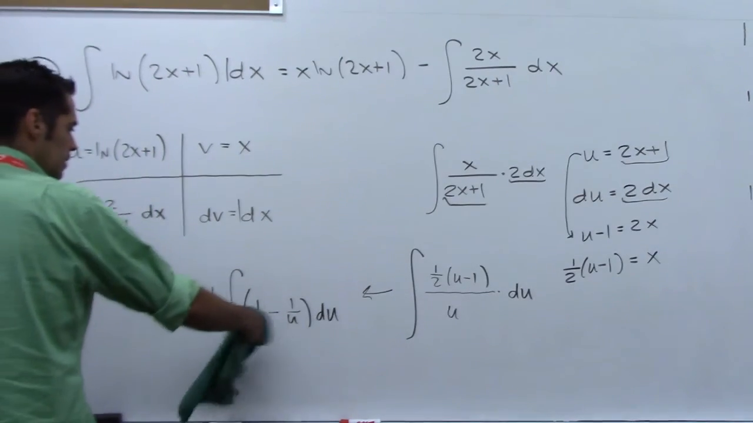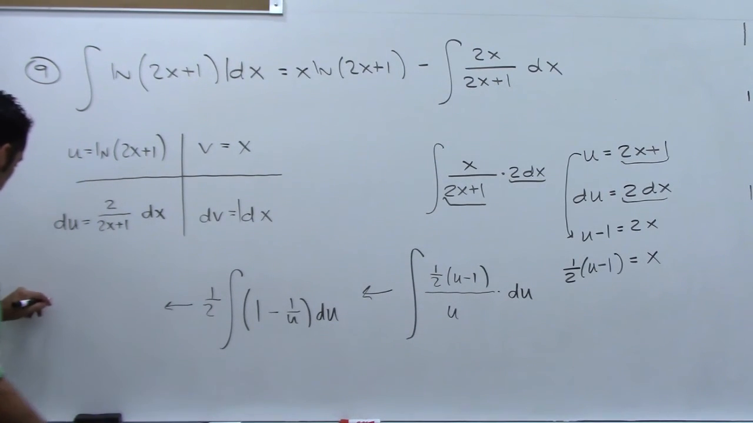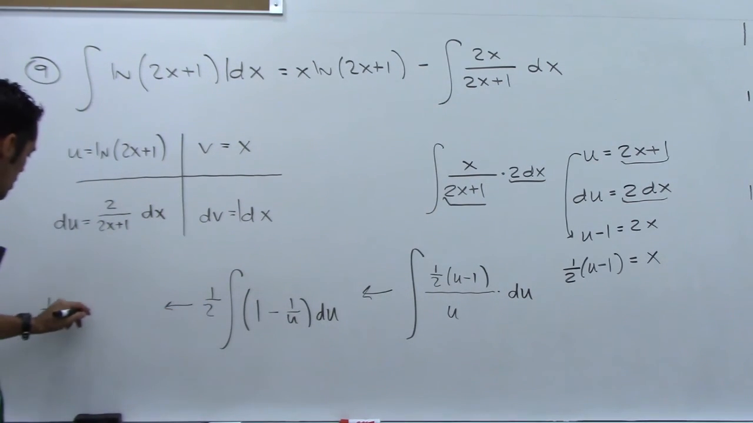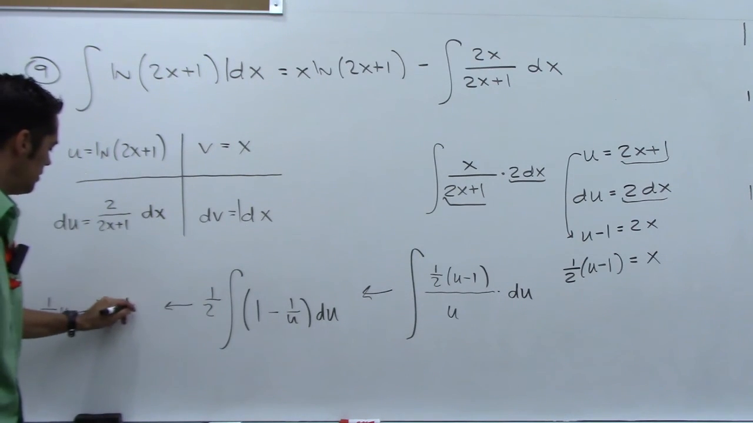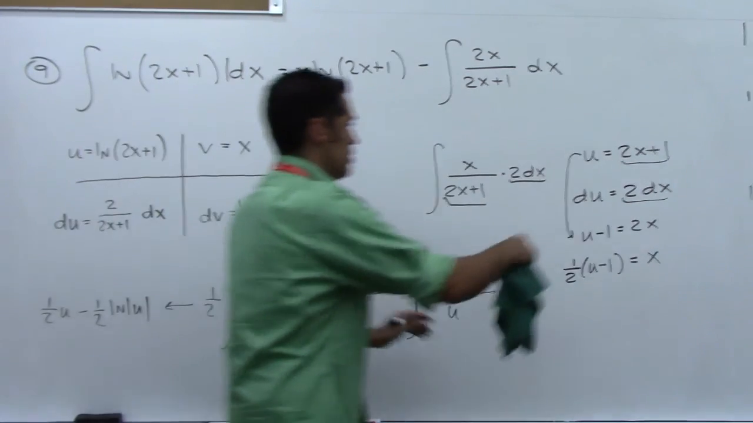And now the antiderivative of each of these, I'm working backwards. The antiderivative of 1 is 1/2 u, because the variable is u. The antiderivative of 1 over u is natural log, so I have another 1/2 because I distribute that, natural log absolute value of u. Now, what was u in this problem? It was 2x plus 1.